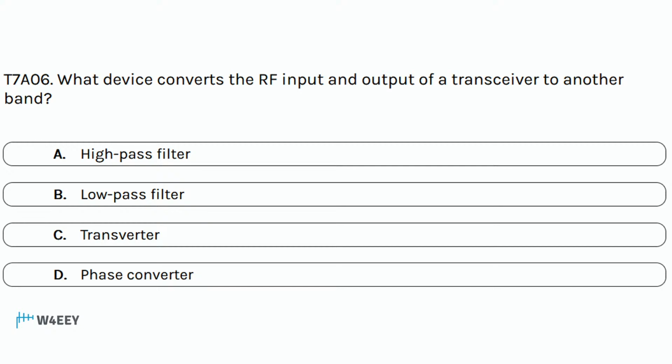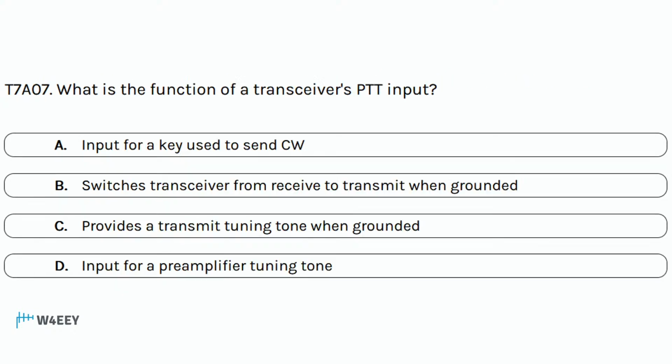And what device converts the RF input and output of a transceiver to an entire different band? Charlie. Yes, I heard C, Charlie. Yes, transverter. And what is the function of a transceiver's PTT input?